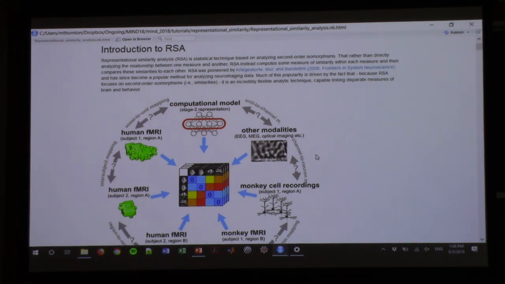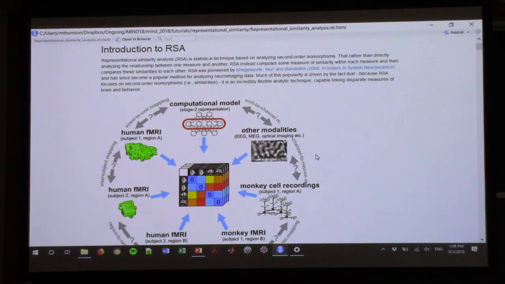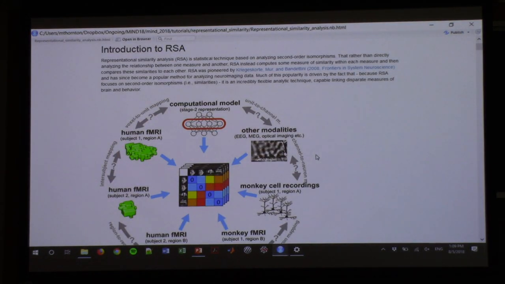It can be very difficult to try and build a model which directly relates, for example, single unit recordings in an animal brain to fMRI signal in a human brain, to behavior, to a computational model. And by reformulating all of the outputs of those things in terms of the similarities between whatever the things are that you want to consider, the objects that you're analyzing, it becomes a lot easier to then relate them together. So it's a way of spanning, as this diagram illustrates, different branches of cognitive neuroscience.